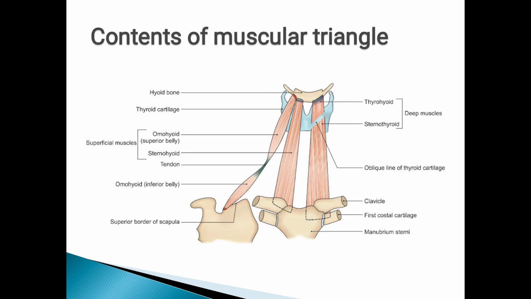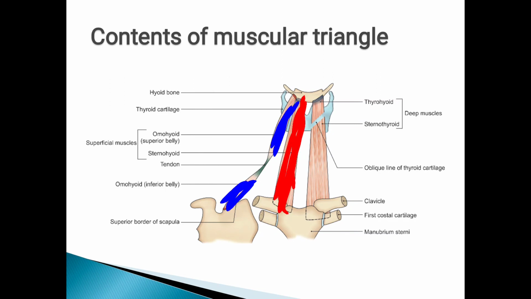So here in this picture you can see the infrahyoid muscles are shown here. Okay, so here this muscle is the sternohyoid muscle. You can see it is present between the sternum and the hyoid bone, sternohyoid. Then you can see the omohyoid muscle also here. This muscle which I am marking with blue is the omohyoid.